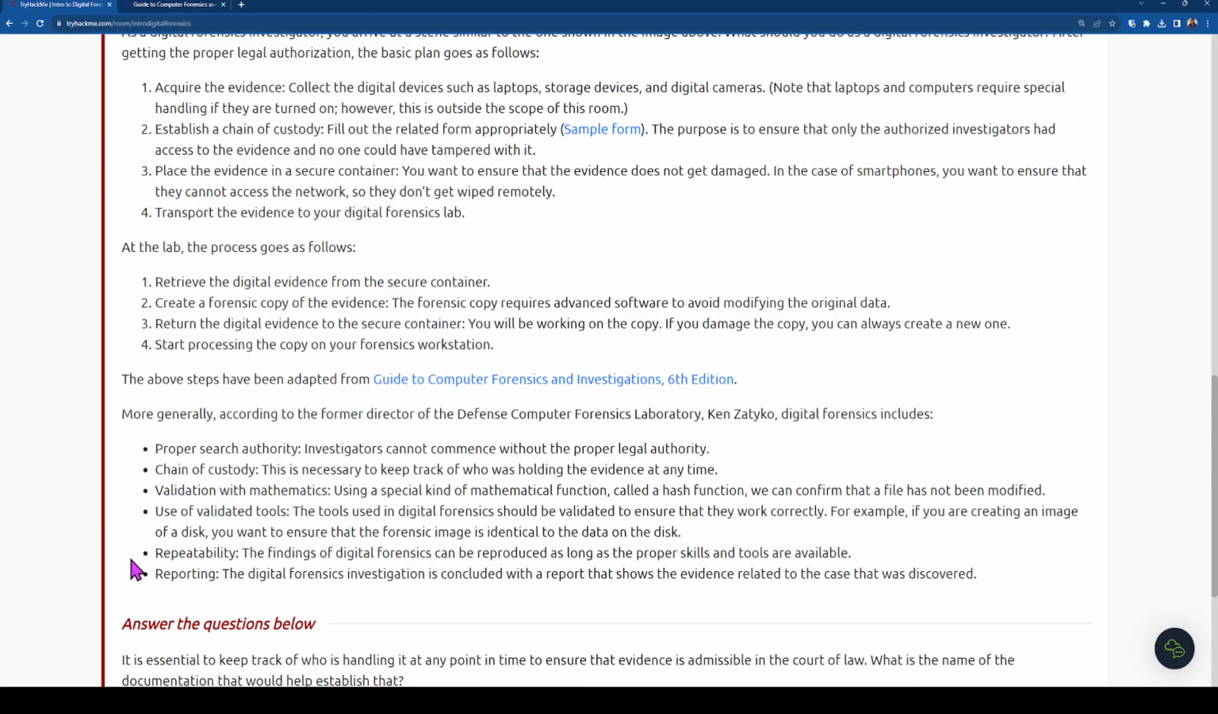Repeatability. Digital forensics is in a way static. So if you get the data once using this method, you should be able to continuously get the same answer using these methods. And reporting, of course, the most important thing is that you have to be able to present your information, your report, in a very professional manner according to who the stakeholders are to relay the information.